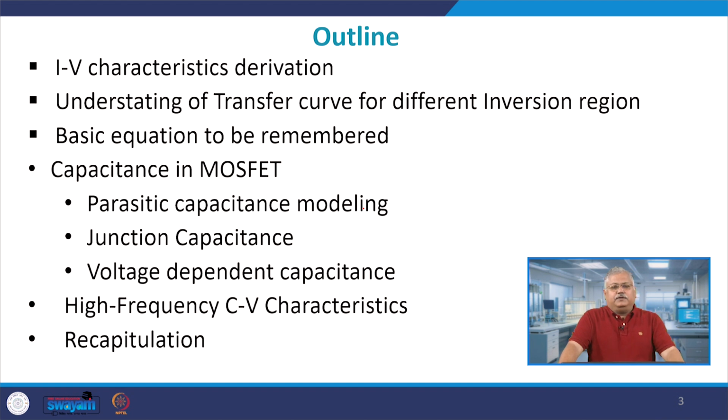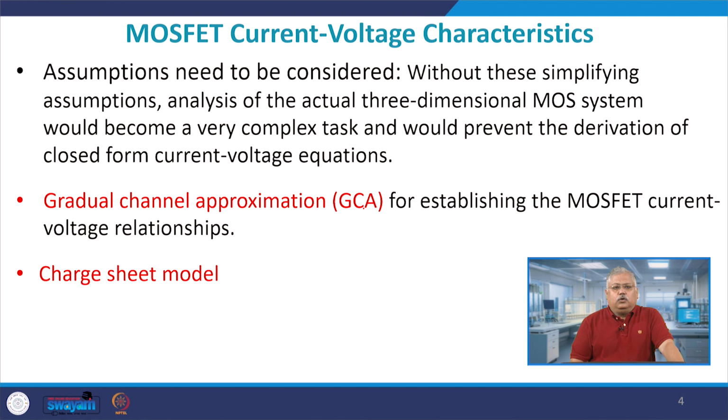So, I have an IV, which is drain current versus drain voltage, and we also have the transfer characteristics, which give you the drain current versus the gate voltage. In a single slide we will recapitulate the basic equations which need to be remembered. We will also learn about the capacitance in MOSFETs, primarily parasitic, junction and voltage dependent capacitance, take a brief look at the high frequency CV characteristics, and then recapitulate the whole lecture.